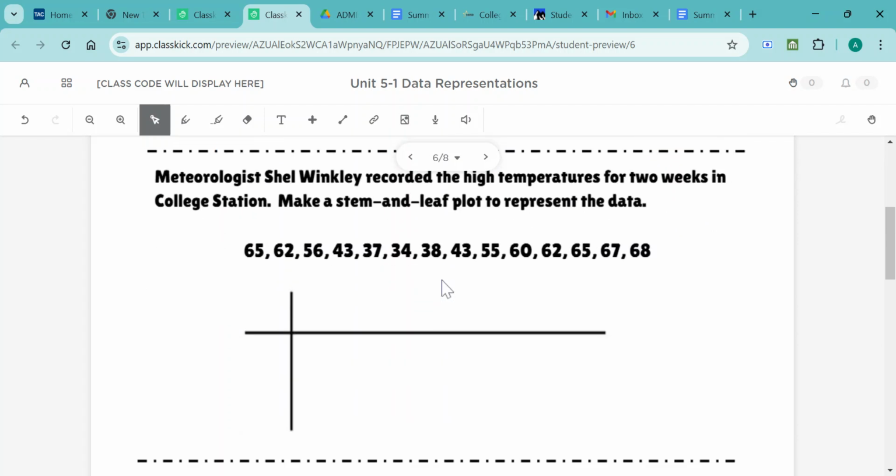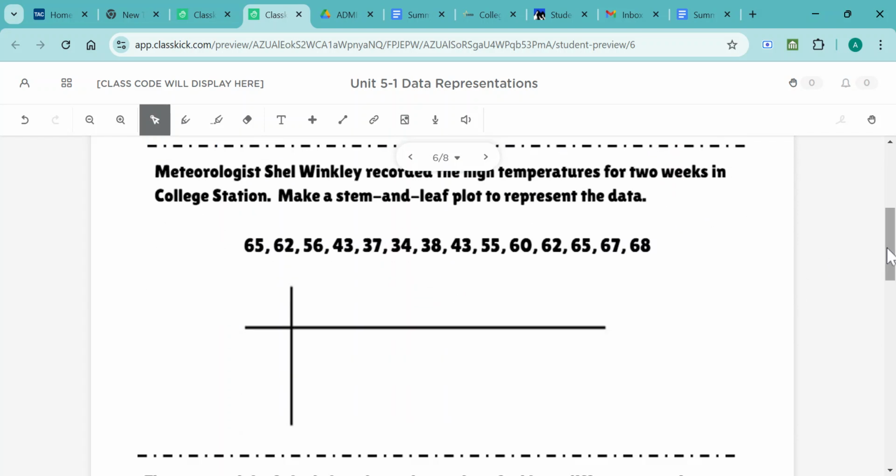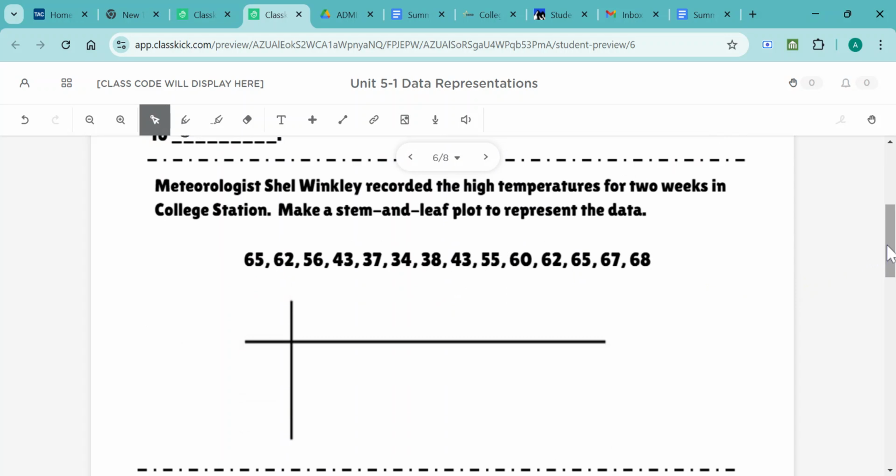Okay, let's practice making a stem and leaf plot. So we have some data here. This data is from meteorologists. Hey, there's someone who's studied weather, right? Meteorologist Shel Winkley recorded the high temperatures for 2 weeks in College Station. And what we have to do is make a stem and leaf plot to represent the data.